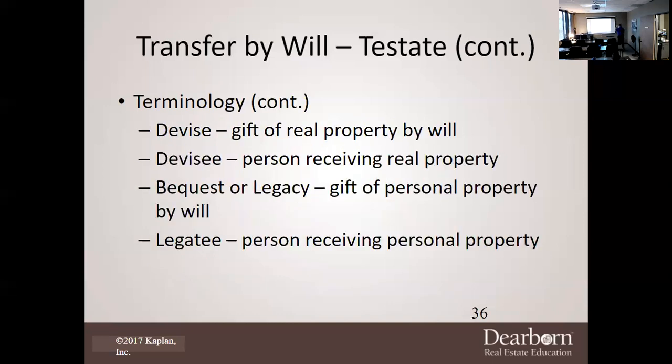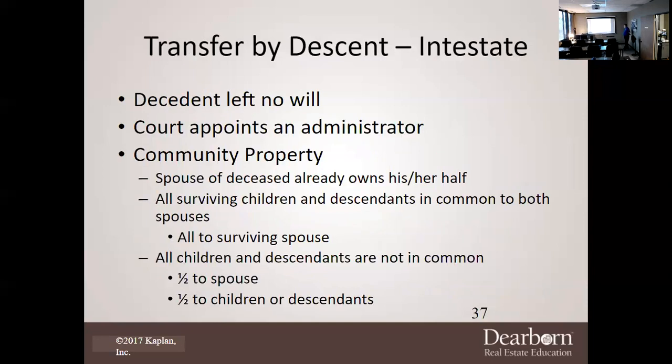Now, in regards to terminology, the devise is the gift of real property by will. Devisee is the person receiving the property. Remember that EE, receiving. The bequest or legacy is the gift of personal property by will. And the legatee is the person receiving the personal property. The decedent left no will. If they're intestate, then there's no will. The process in this situation is that the court will appoint an administrator. Okay, so if they have no will, the court appoints an administrator.